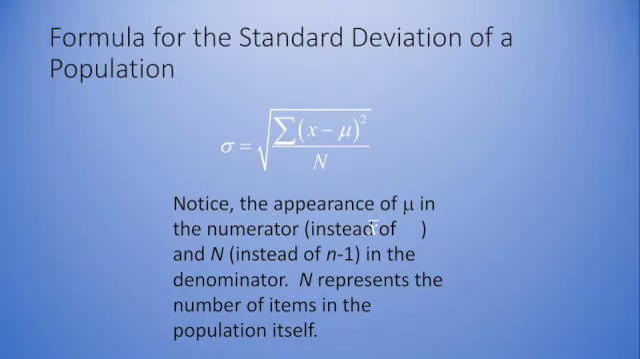So here's again the formula for standard deviation of a population. You do not have to memorize this. What's different is instead of dividing by n minus 1, you divide by n, which is the size of the population. Instead of x bar, you're also subtracting mu, which is our population mean.